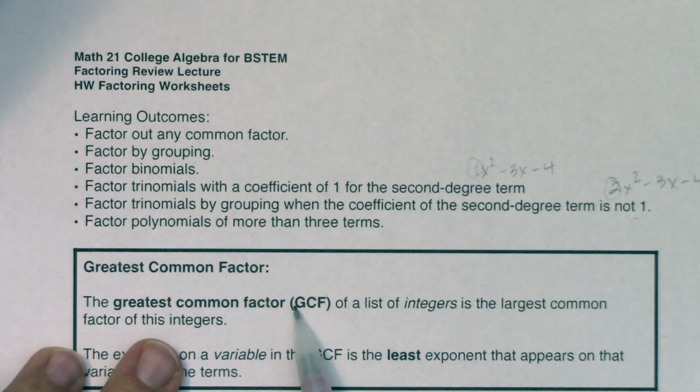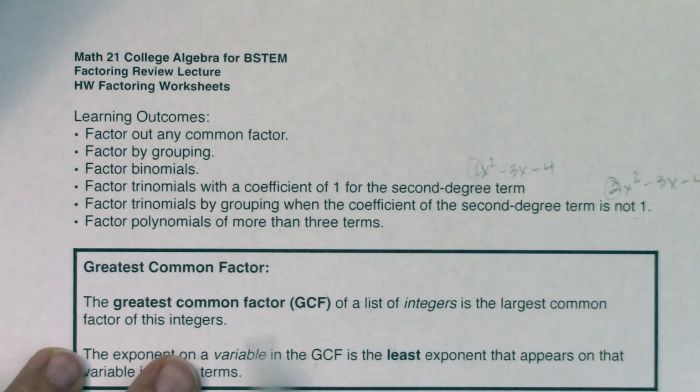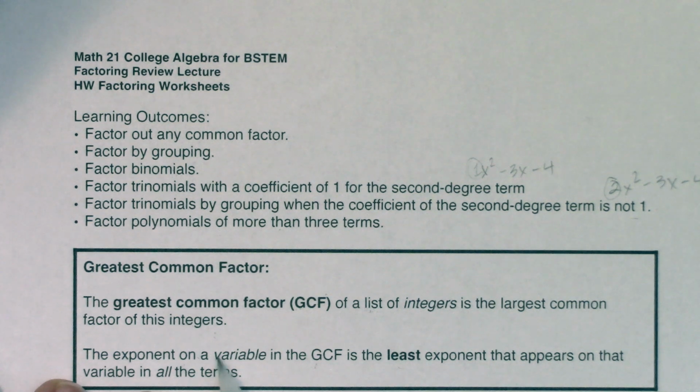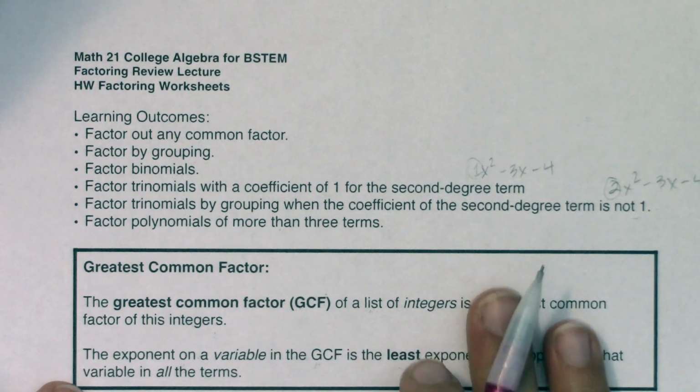So when we're talking about a number, we'll list out the integers that are common to those numbers, and we'll factor out the largest common integer, and you'll see that come into play. And then if you have a variable term, to get to the GCF, you're going to take the least exponent that appears on that variable in all of the terms. So I'll talk about that as we move forward as well.